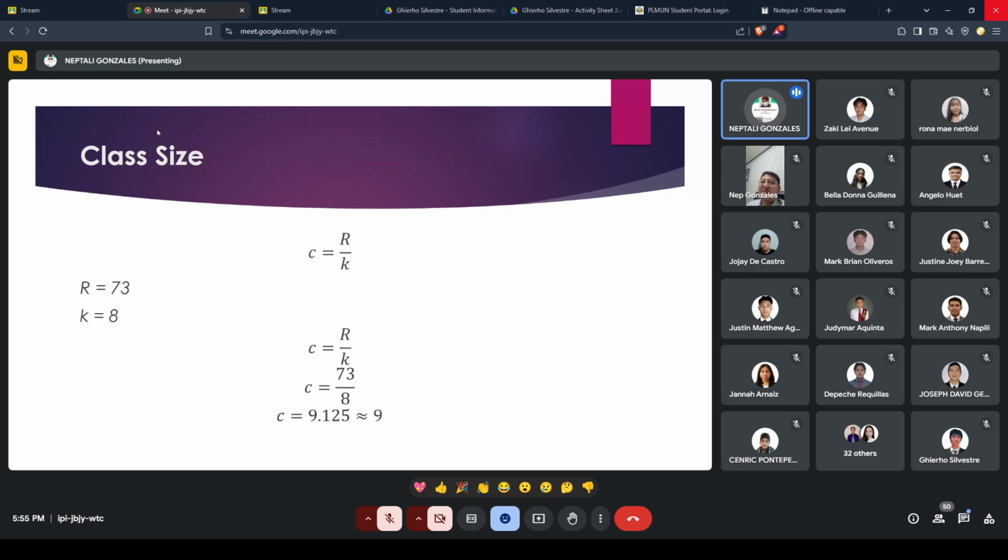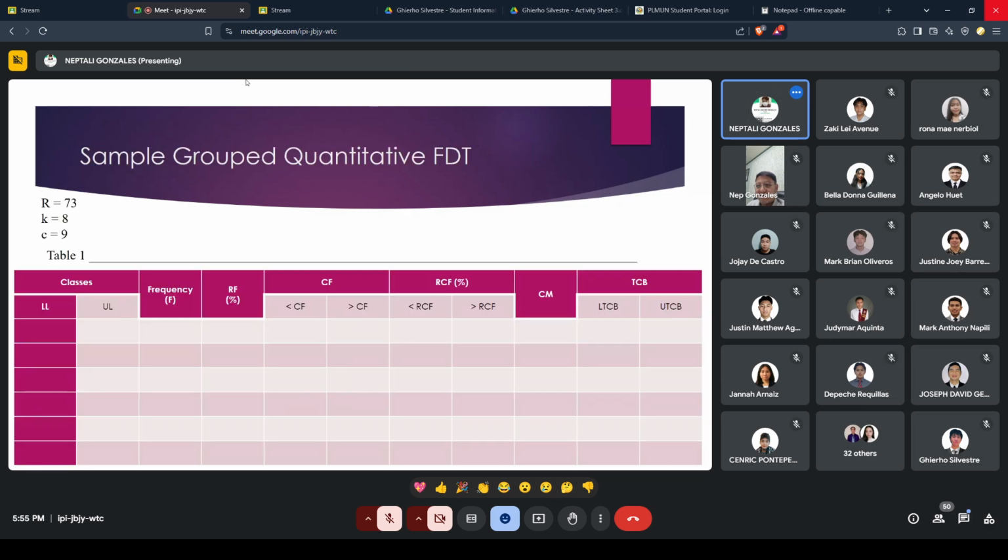Since the given raw data again are all in whole numbers, therefore we will round off the C, or the class size, to the nearest whole number. So 73 divided by 8 is equal to 9.125, which is approximately equal to, or rounded off to, 9. Then you will write it down here: C is equal to 9. So you already have your R, 73, K is equal to 8, C is equal to 9.